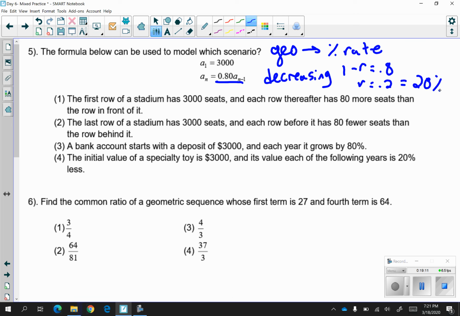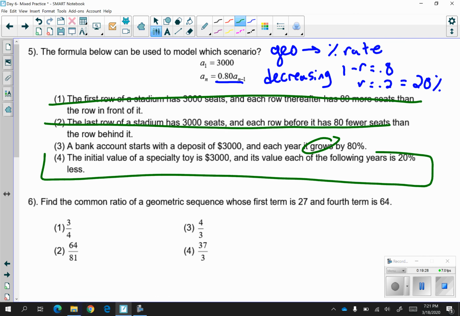So again, because it's geometric, cross out the ones that aren't talking about a % rate of change. From there, it's less than 1, so don't choose the one that says it's growing. Choose the one that says it's actually decreasing and that you're having less.